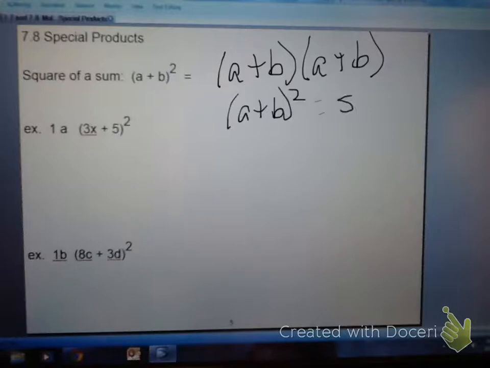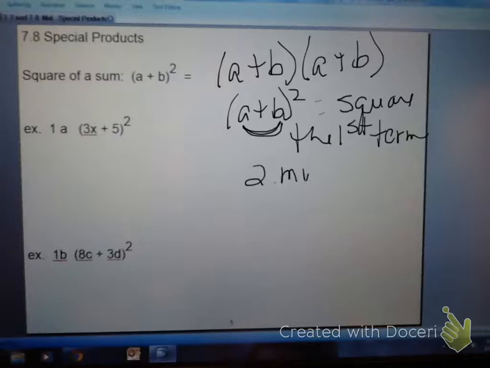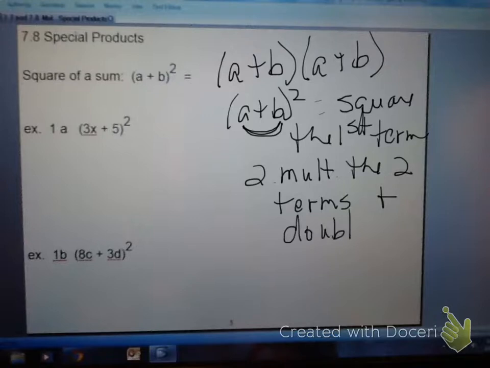is: square the first term, multiply the two terms together, and double it. Double means add it to itself again. Step 3, square the last term.